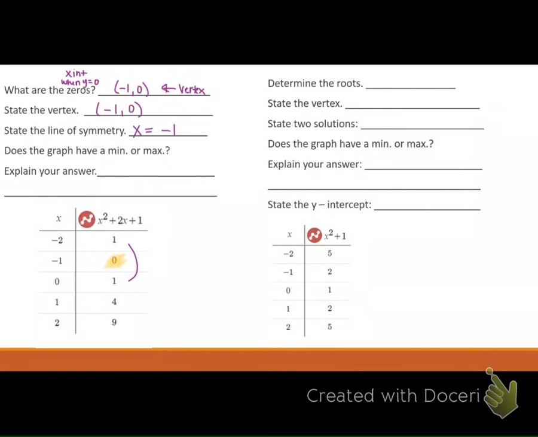Josh, do you think this graph has a maximum or a minimum? Yeah, if you look at these numbers on the y, you look at the y coordinate of the vertex. Is that the smallest y value or the largest y value? Smallest, so it is a minimum. And explain my answer. The y coordinate of the vertex is the smallest y value.